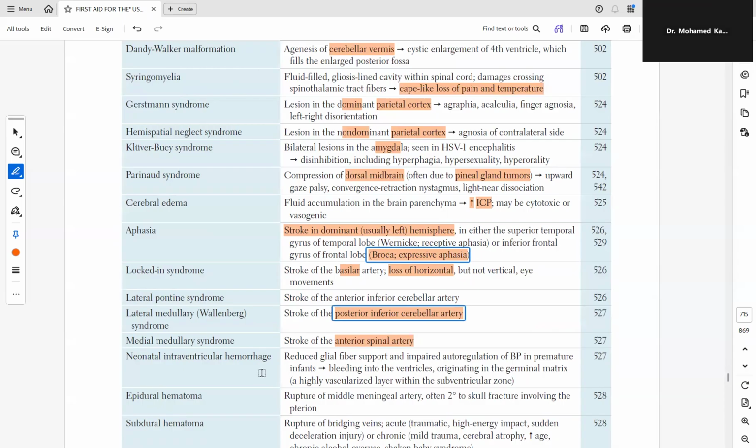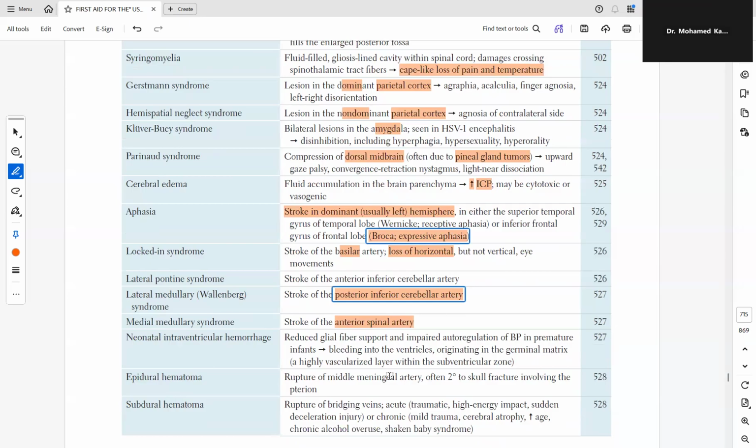Neonatal intraventricular hemorrhage, reduced glial fiber support and impaired autoregulation of blood pressure in premature infants, leads to bleeding into the ventricles, originating in the germinal matrix, a highly vascularized layer within the subventricular zone.